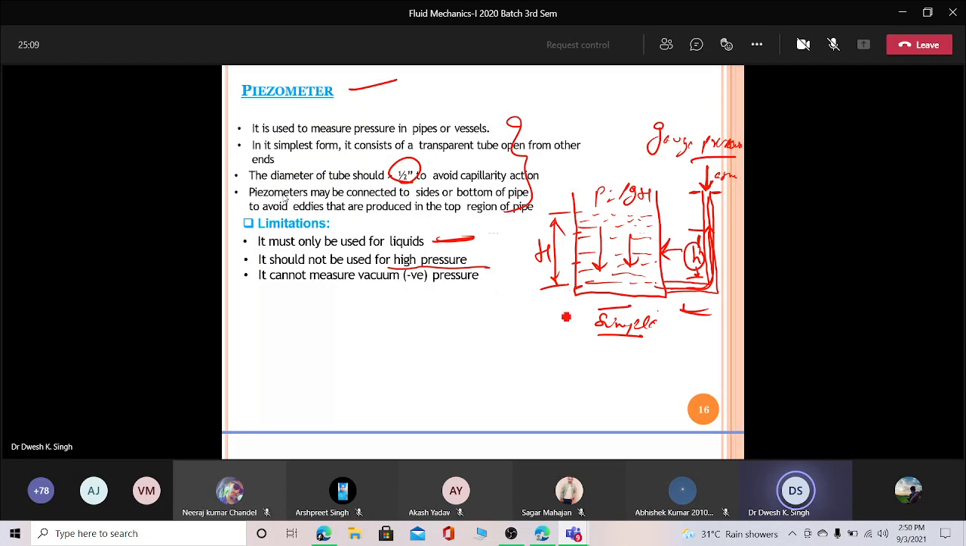Because it's very simple, it cannot measure the vacuum pressure. That is the important point, because it always works against the atmospheric pressure, since one end is open. This end is open ended, so it will not give you the vacuum pressure. So this is our piezometer. If you go through any book, you will find this structure of the piezometer.